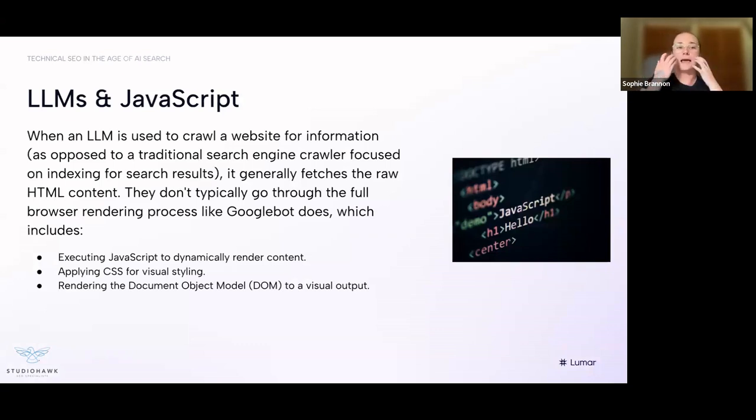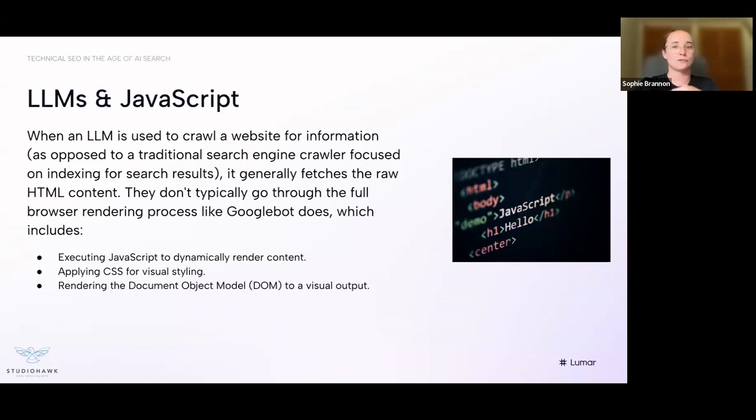So let's talk about LLMs. ChatGPT, Perplexity, Claude, things like that. When an LLM is used to crawl a website for information, it generally will fetch the raw HTML content. It won't go through the full browser rendering process like Googlebot does. It can't actually execute JavaScript to dynamically render any content. It can't apply CSS to see the styling. It can't render the DOM to produce a visual output. It is basically just crawling the raw HTML.